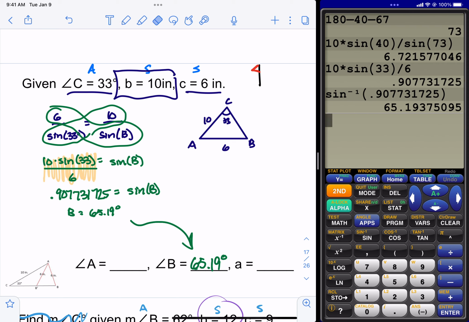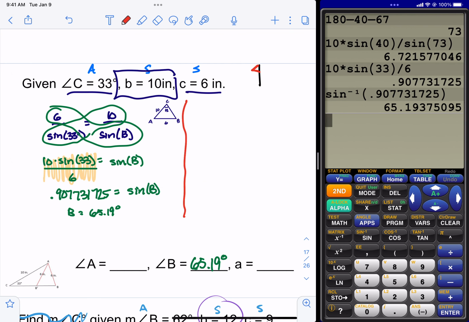Okay, now this is where we've got to be a little bit careful. Since we're dealing with a triangle that is angle side side, we do know that we might have a situation in which there is more than one triangle, or maybe there's not a triangle at all. So there is an additional step that gets added. The step that gets added is going to happen right now. So the way we're going to figure this out is we're going to take 180 and subtract that 65.19 that we just found. So we're going to subtract our found angle.